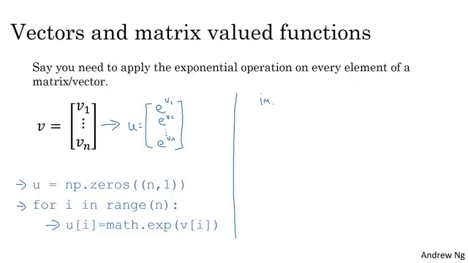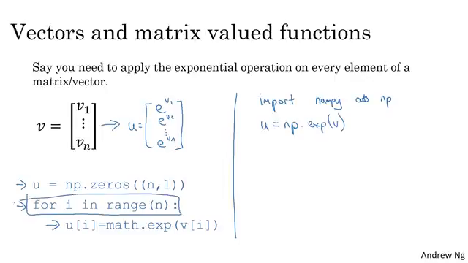So what I would do to implement this is import NumPy as np, and then you can just call u equals np.exp(v). Notice that whereas previously you had an explicit for loop, with just one line of code here, where v is an input vector and u is an output vector, you've gotten rid of the explicit for loop, and the implementation on the right will be much faster than the one needing an explicit for loop.